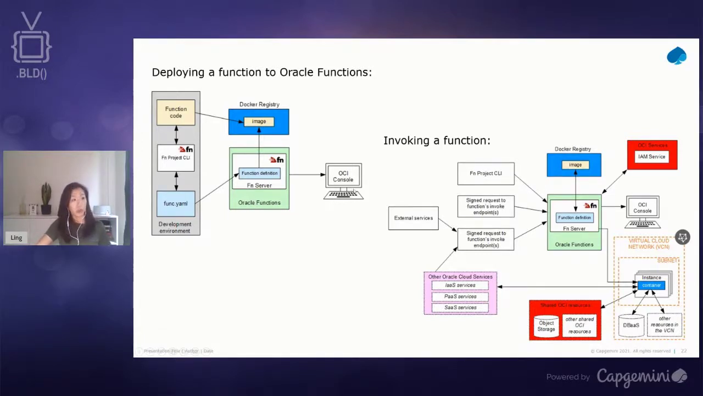What happens when you invoke a function? Well, that can happen in several ways. Amongst others is via a signed request to the function's invoke endpoint.